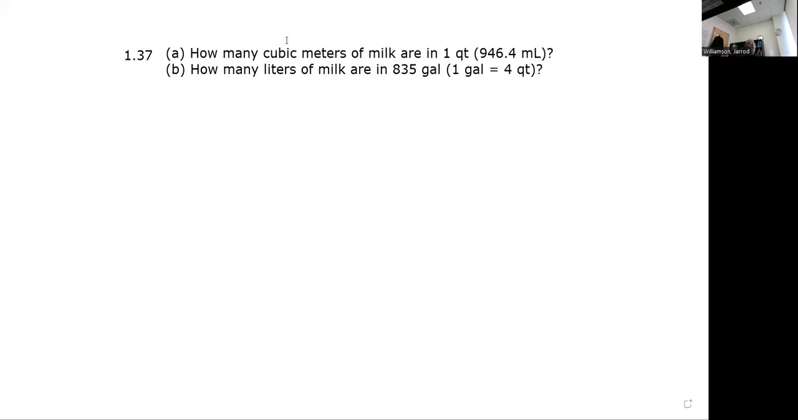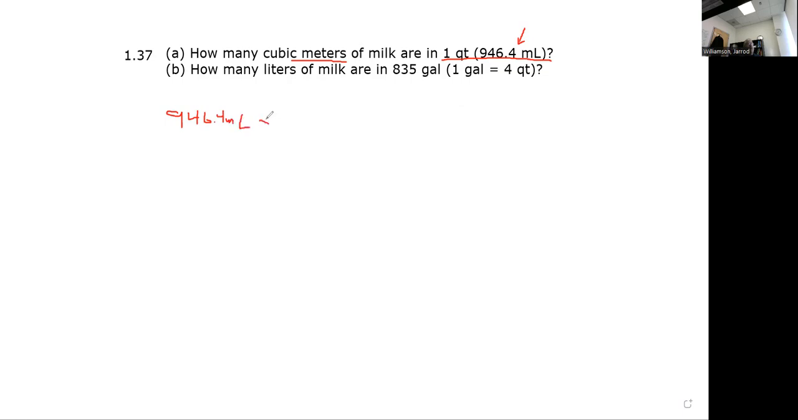So in the first one, it says how many cubic meters of milk are in 1 quart. Okay, and 1 quart is 946.4 milliliters. This is my given. And since I want to get to the metric system, meters, since they told me it's 946.4 milliliters, I'm going to go ahead and write that down as my given. So 946.4 milliliters.